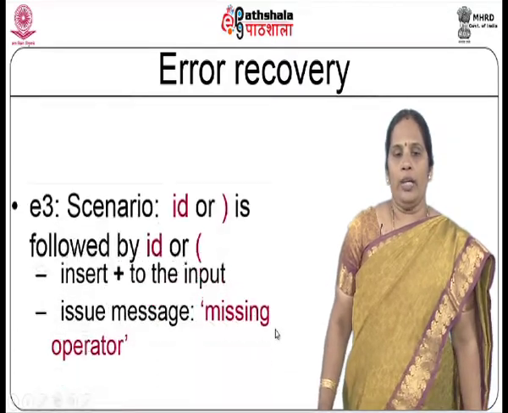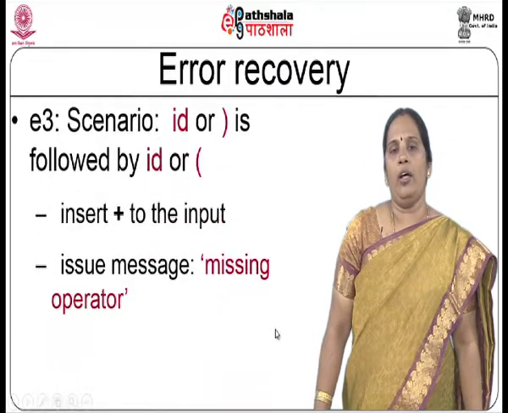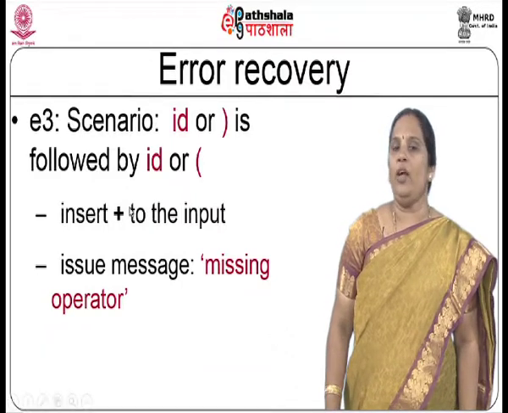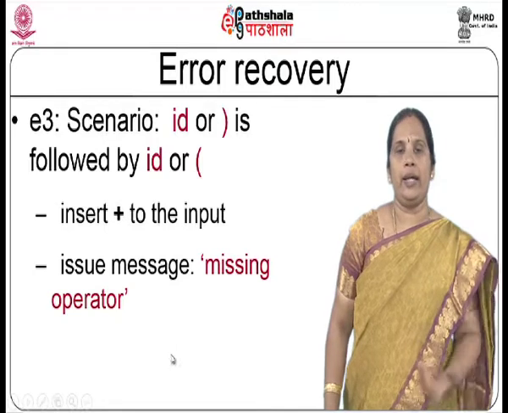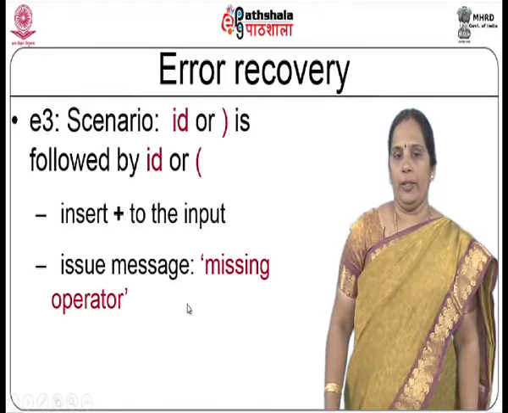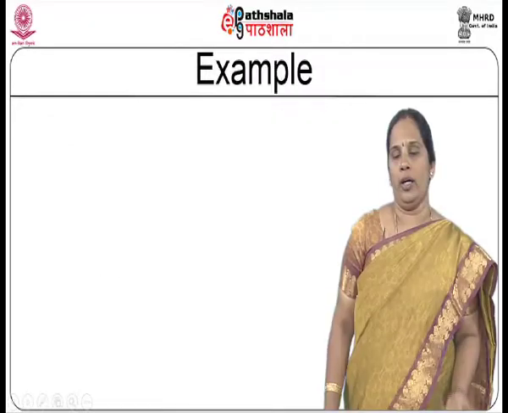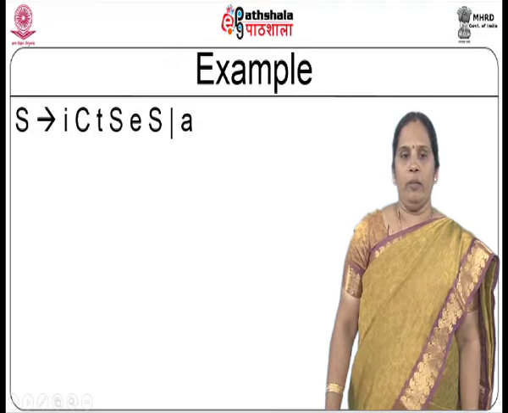And E3 is the scenario where an ID or close parenthesis is followed by an ID or open parenthesis. So, you can insert any operator, plus or star, here and then issue a message: missing operator. The last one is an open parenthesis alone, with no close parenthesis. So, you have to issue a message: missing right parenthesis here. So, these are the 4 possible error recovery messages.